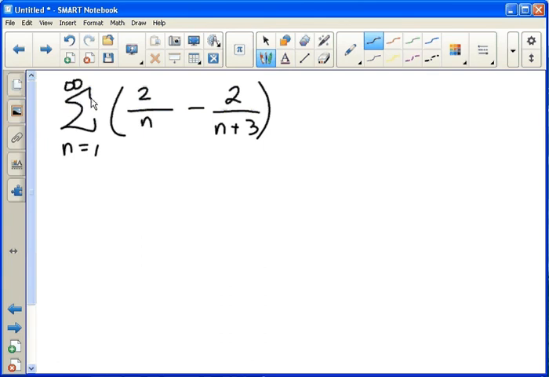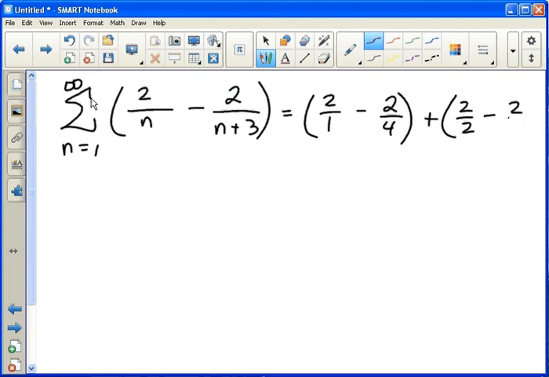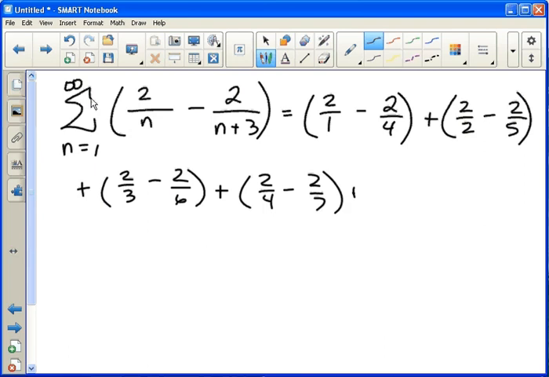If I plug in 1 first, I get 2 over 1 minus 2 over 4. Plus, if I plug in 2, I get 2 over 2 minus 2 over 5. If you want to reduce these things, you can. I wouldn't recommend it, I think it's just more work. You certainly would want to reduce your final answer, but I wouldn't worry about it before that. Then I plug in 3, I get 2 over 3 minus 2 over 6. Plug in 4, I get 2 over 4 minus 2 over 7. Plug in 5, I get 2 over 5 minus 2 over 8. I think that'll be far enough to make our point.